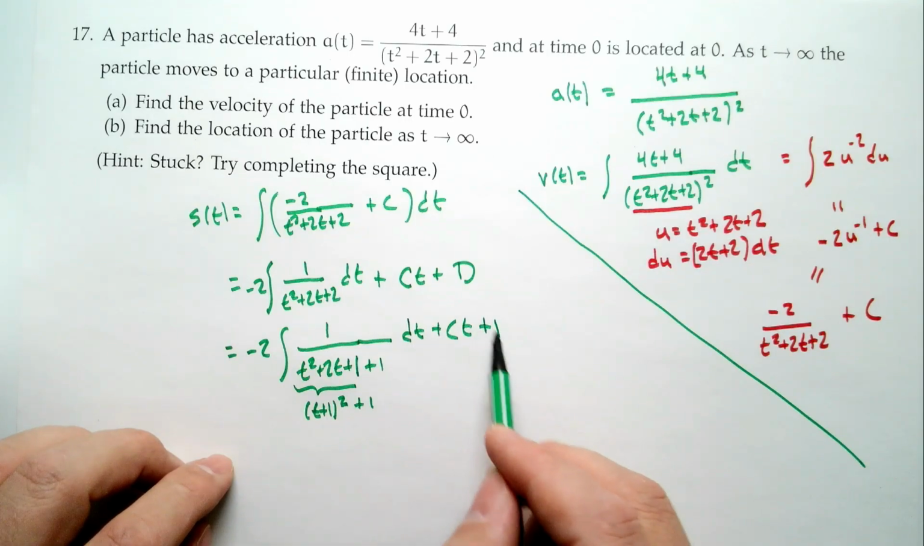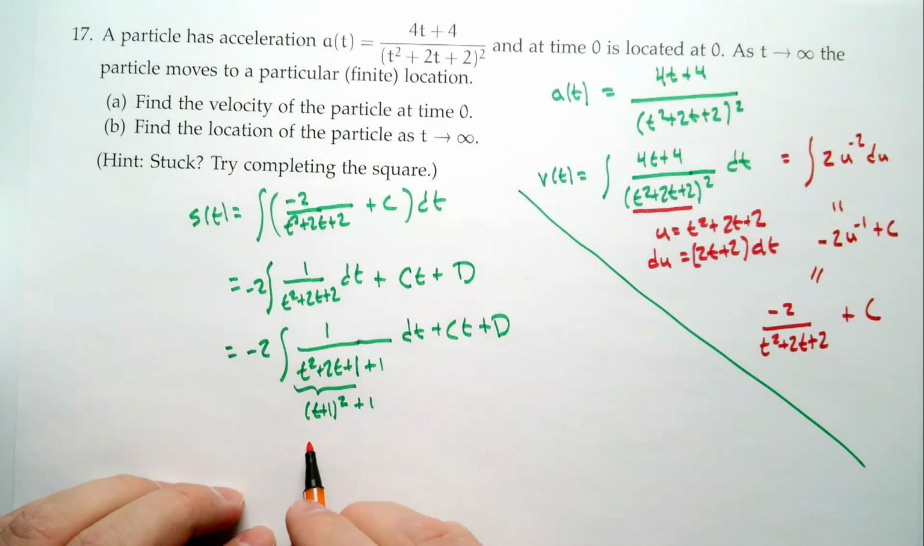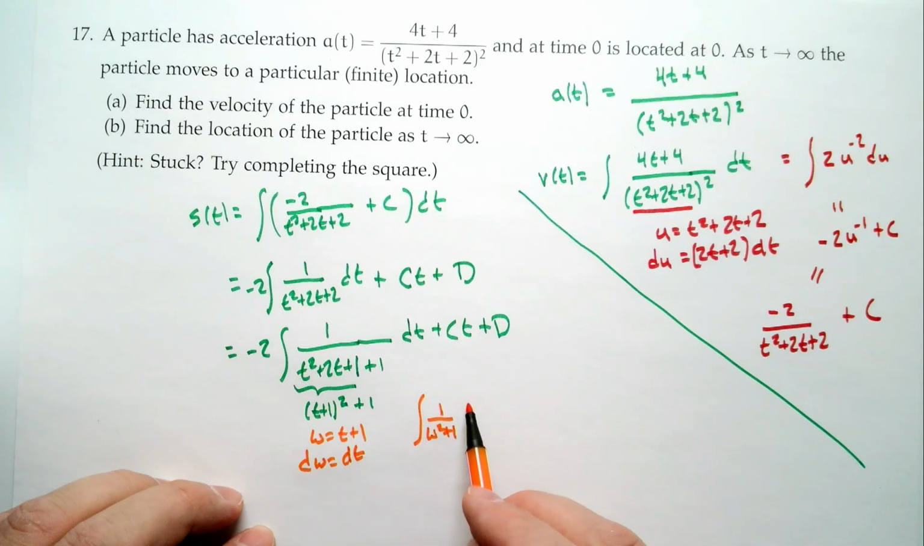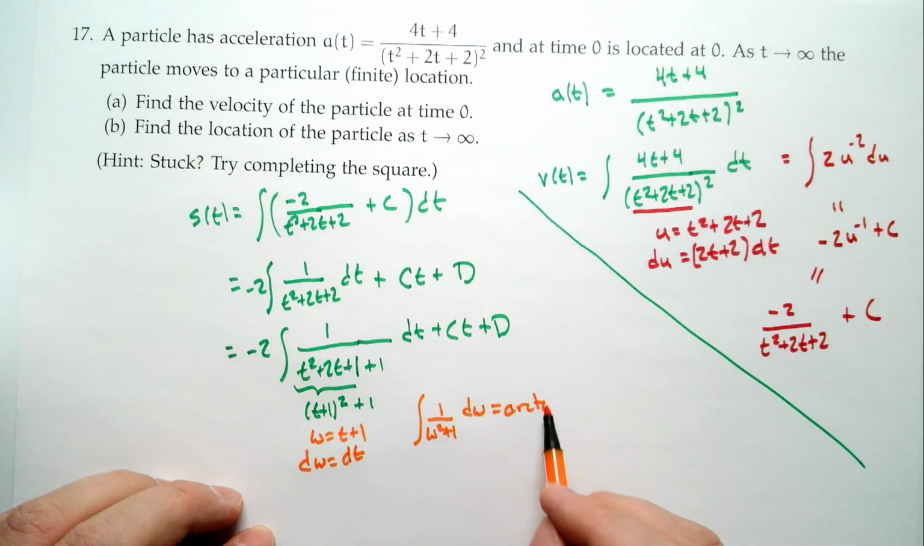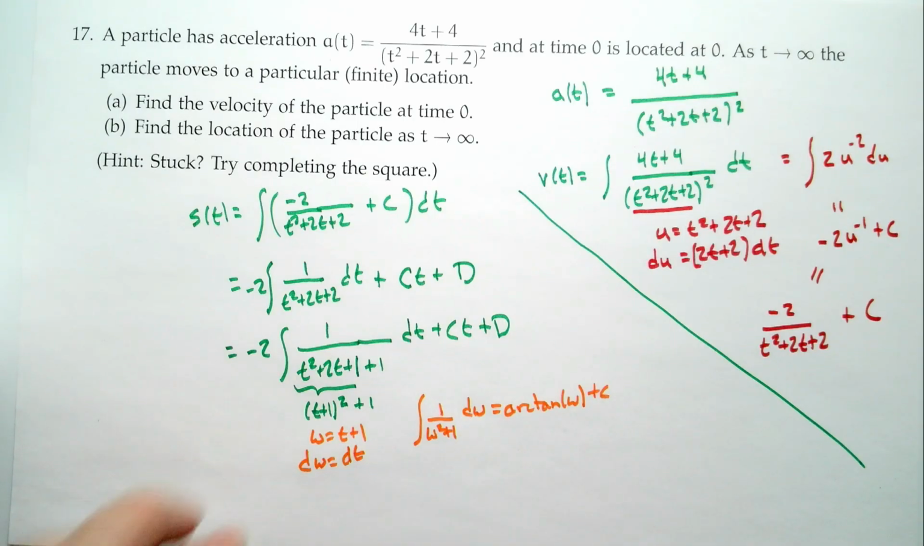Well, can we integrate that? Well, you could, and if you're not comfortable with it right away, let's do a substitution. w equals t plus 1. If we make that substitution, what is dw? It's dt. So this becomes the integral of 1 over w squared plus 1 dw, and that's on our list. So it's arctangent of w plus some constant. So it becomes arctangent of t plus 1.